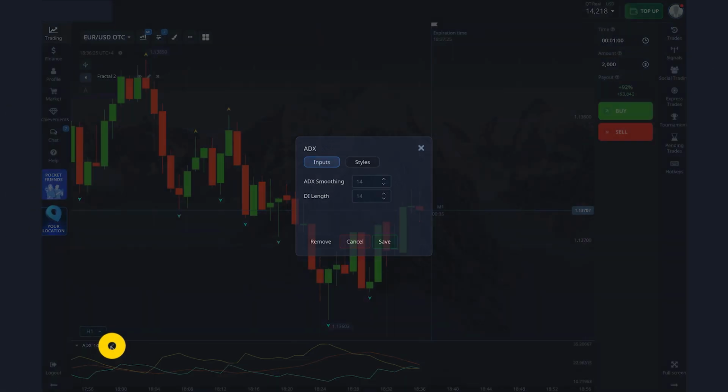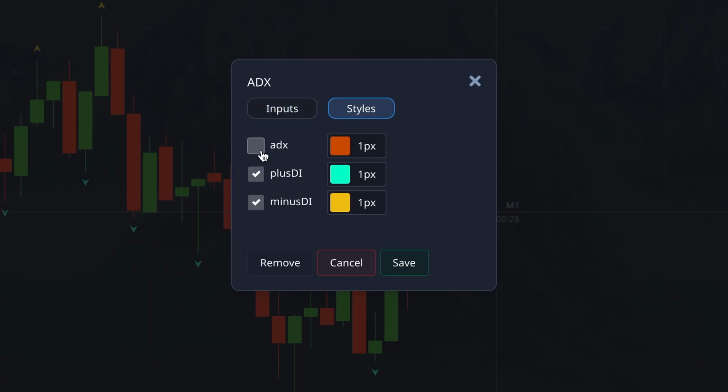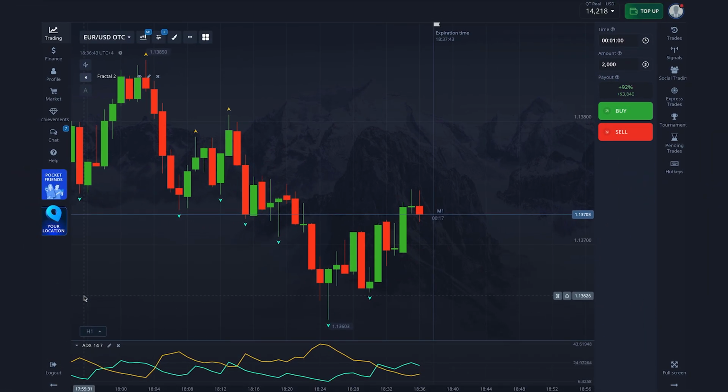Let's configure the ADX indicator. Set DI length to 7. Go to the Style. Turn off at X. Set plus DI and minus DI width to 2. Save. The indicators are ready to go.